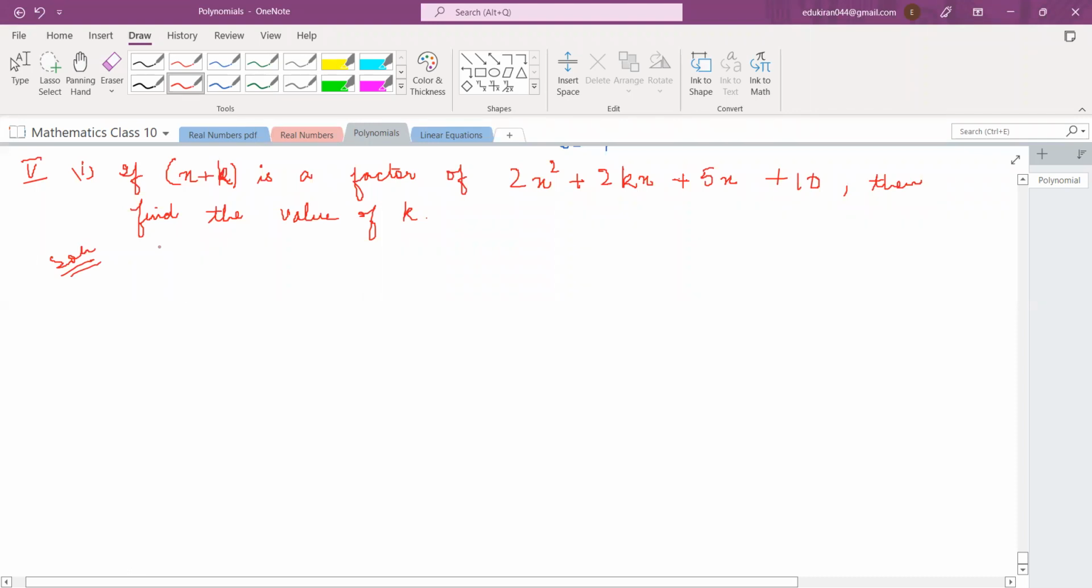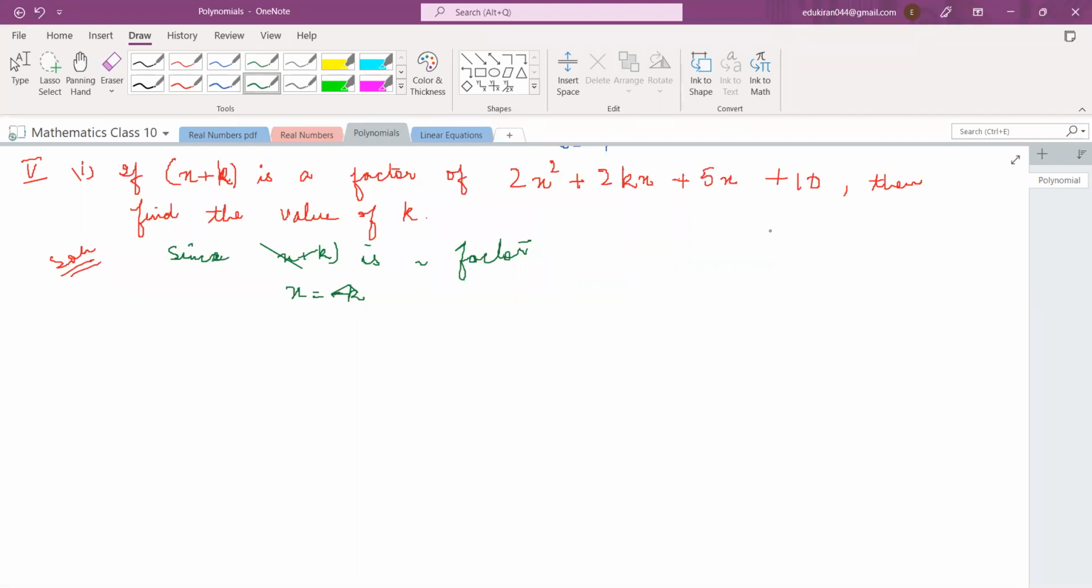Now see, in this question, since x plus k is a factor, right? So x can be minus k. So that means your x is equal to minus k will satisfy the given polynomial, isn't it? Any confusion here? No, ma'am.